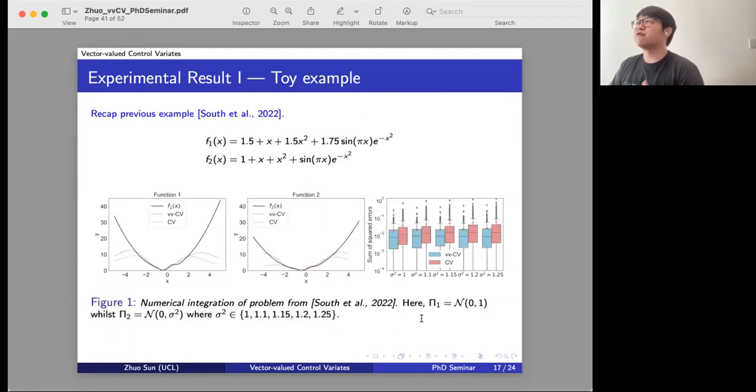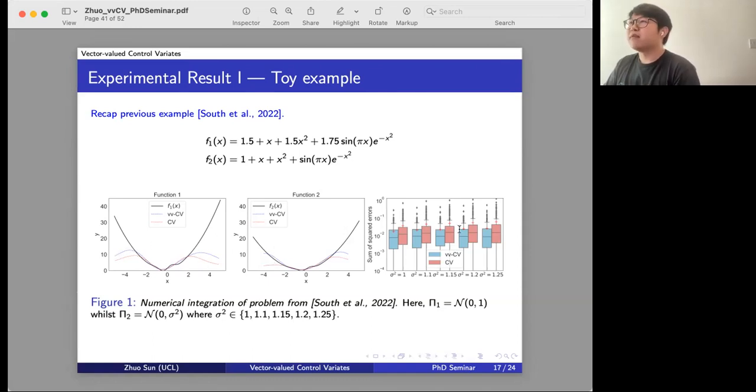Okay, so let's go back to the first toy example. Here I'm plotting the fitting curves given by the vector-valued control variates and the scalar-valued control variates. The blue lines are the fitting provided by our method, while the red lines are the fitting curves provided by previous work. You can see that the fitting of our work, the VVCV, is much better than the previous work.